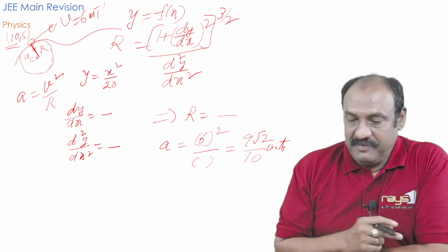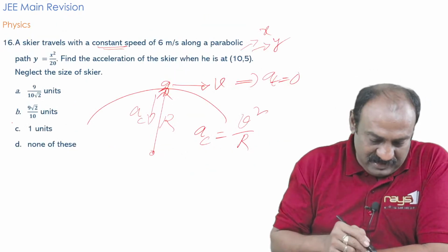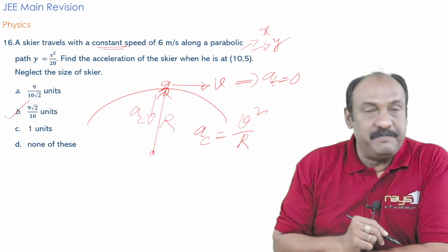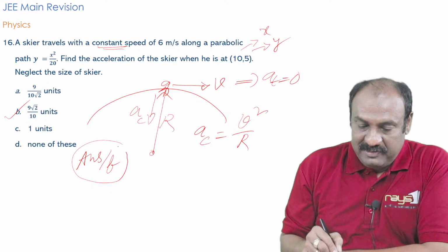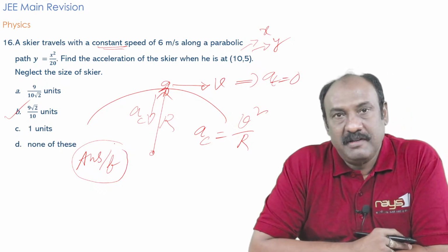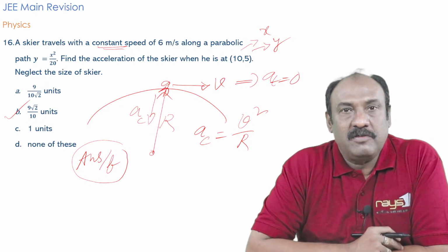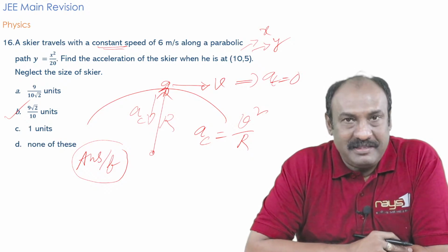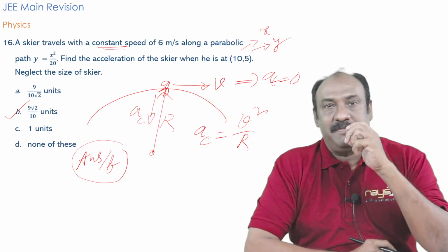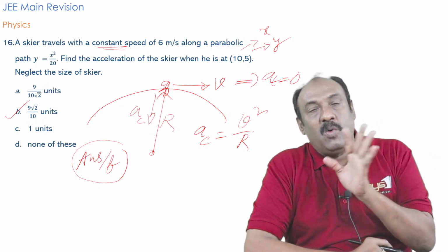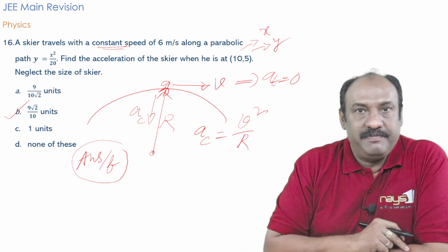Okay, for the 16th question, yes, 16th question, the answer is 9 root 2 by 10. Answer is B. It is another standard model question you have to keep in mind. That formula I have to keep in mind. So when the function of any curved path is given and known to you, how do you calculate the radius of curvature of that path at given coordinates x, y. Here the given coordinates are 10, 5.